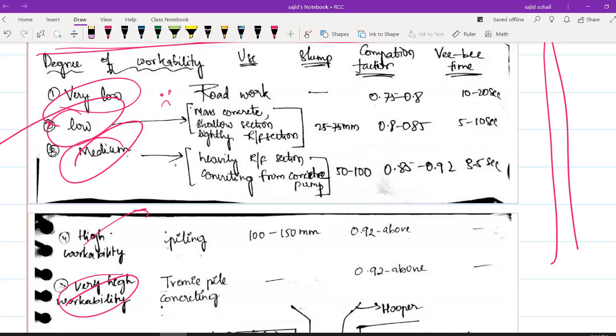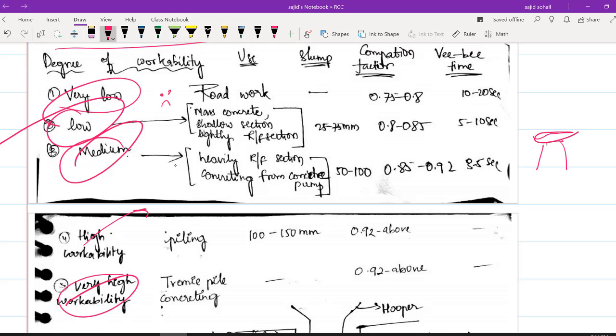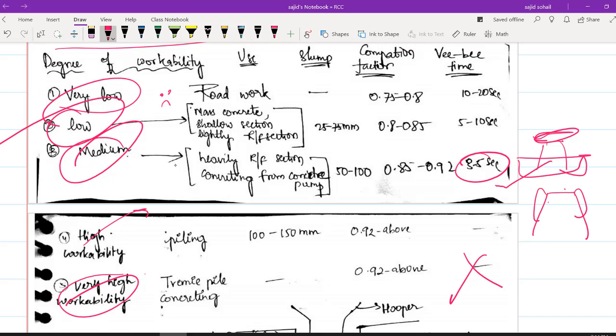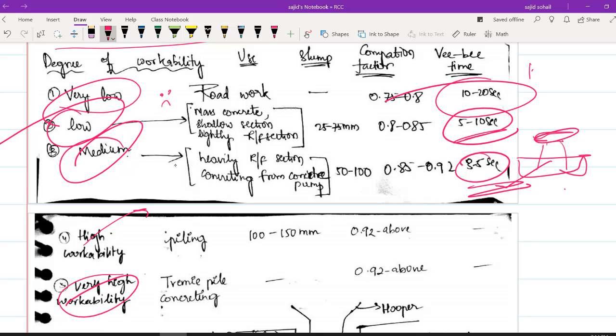And we have the VB test. I have told you about the VB test, if it is changing shape in a very quick time, then obviously it has better workability. For very high workability we cannot actually do it because the shape doesn't even form. As soon as you are lifting it, it will take the shape of your container. So for very high workability you won't get it, for high workability also you won't get it. For medium workability it is 3 to 5 seconds, for low workability it is 5 to 10 seconds, and very low workability 10 to 20 seconds.